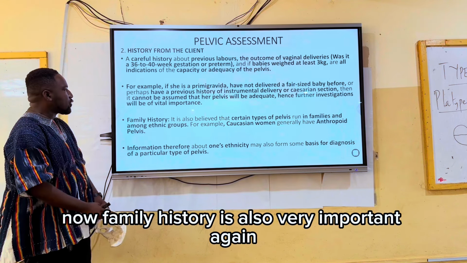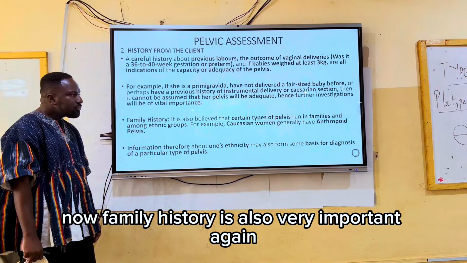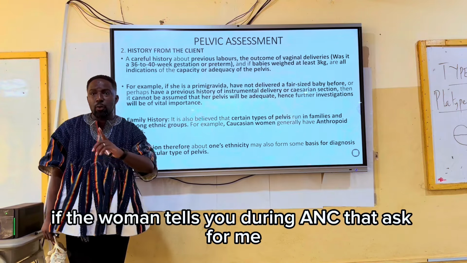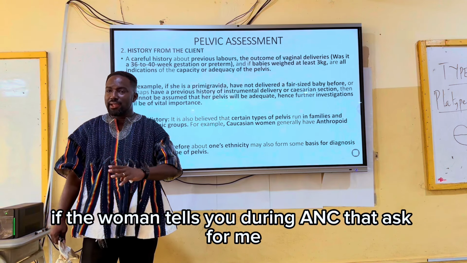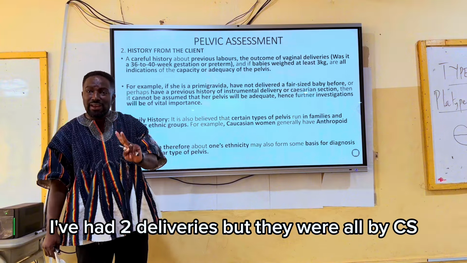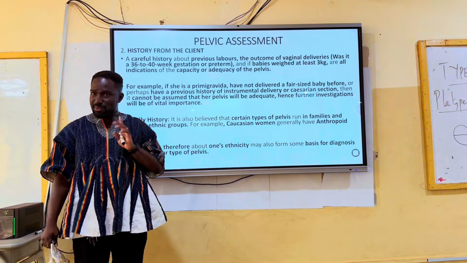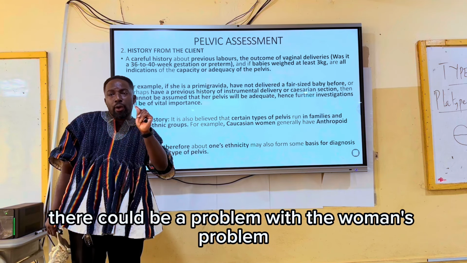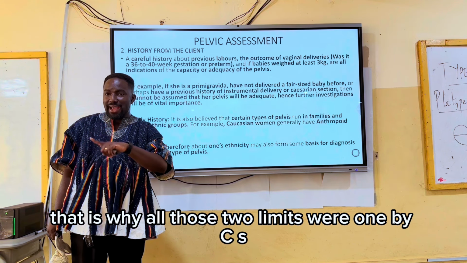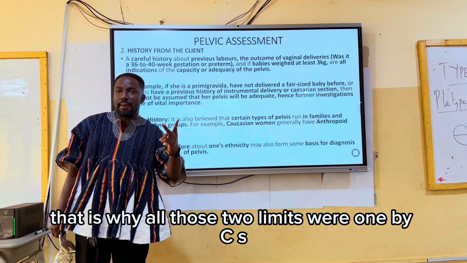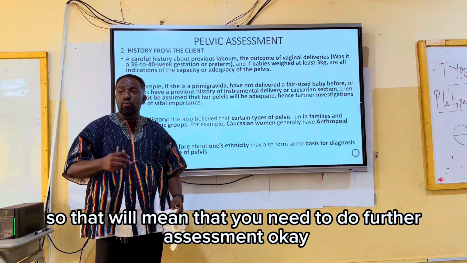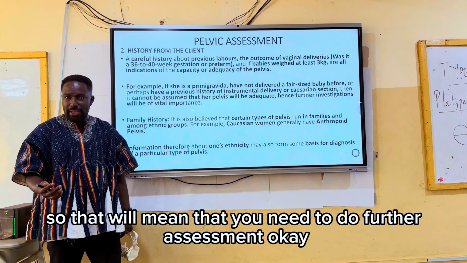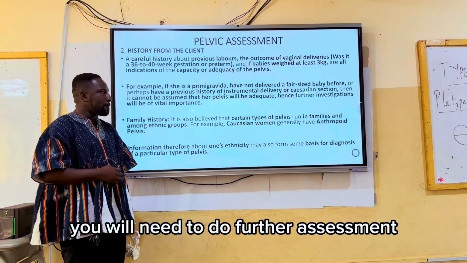Now, family history is also very important. Again, still about deliveries. If the woman tells you during ANC that as for me, I've had 2 deliveries, but they were all by CS, then that should give you an indication that probably there could be a problem with the woman's pelvis. That is why all those 2 deliveries were what? By CS. So that would mean that you need to do further assessment.